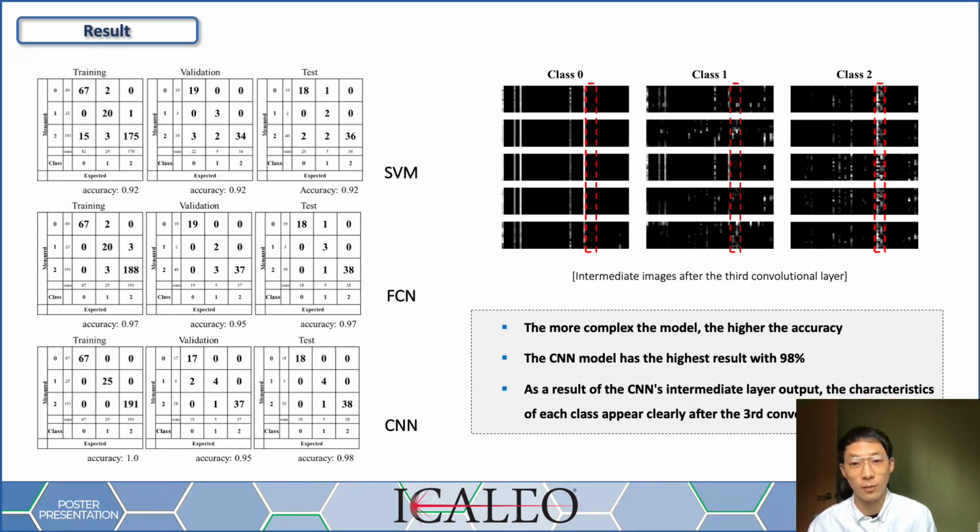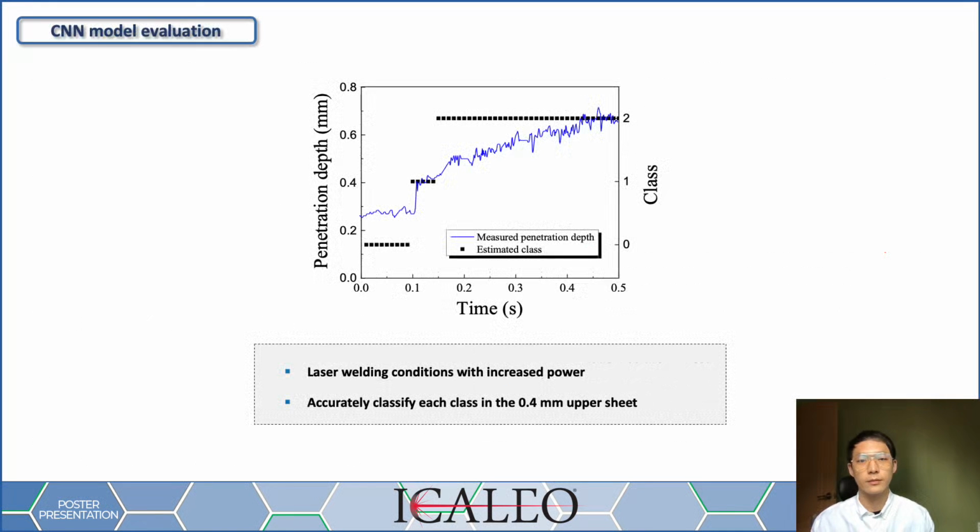Finally, in the CNN models, 98% accuracy was obtained for the classification of the test dataset that was not used for training. After the third convolutional layer of the CNN model, the characteristics of each class were clearly shown in the output of the middle layers. The CNN final model with the highest accuracy was evaluated.